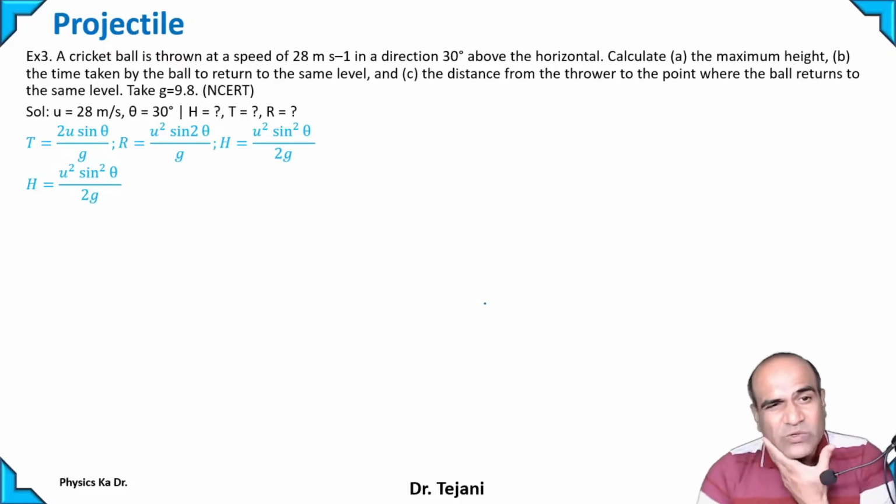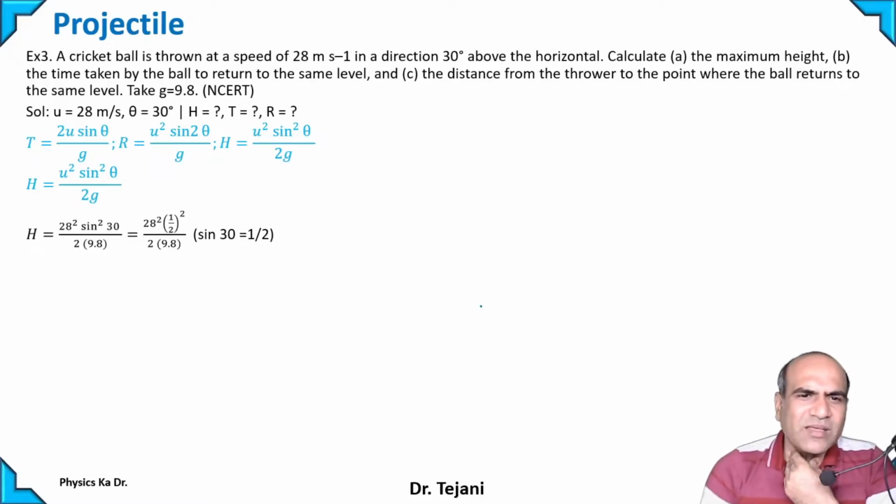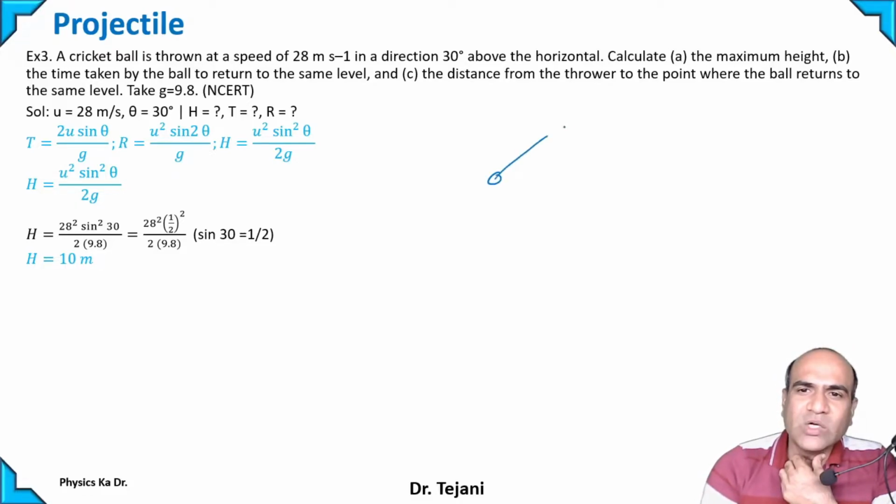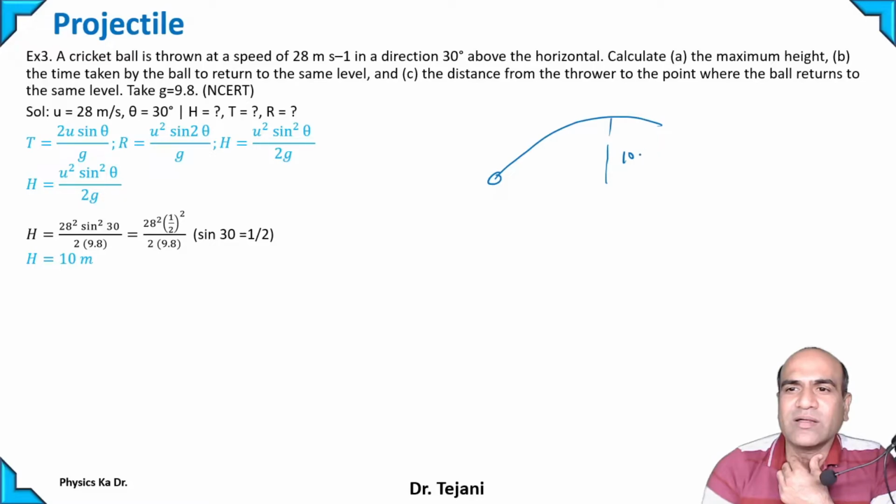Put all of these: h is equal to u square sine square theta by 2g. Put the value of u and theta. Sine 30 is equal to 1 half. You can put this value here. So you can have h is equal to 10 meter. H is equal to 10 meter. The maximum height the ball will go is 10 meter.